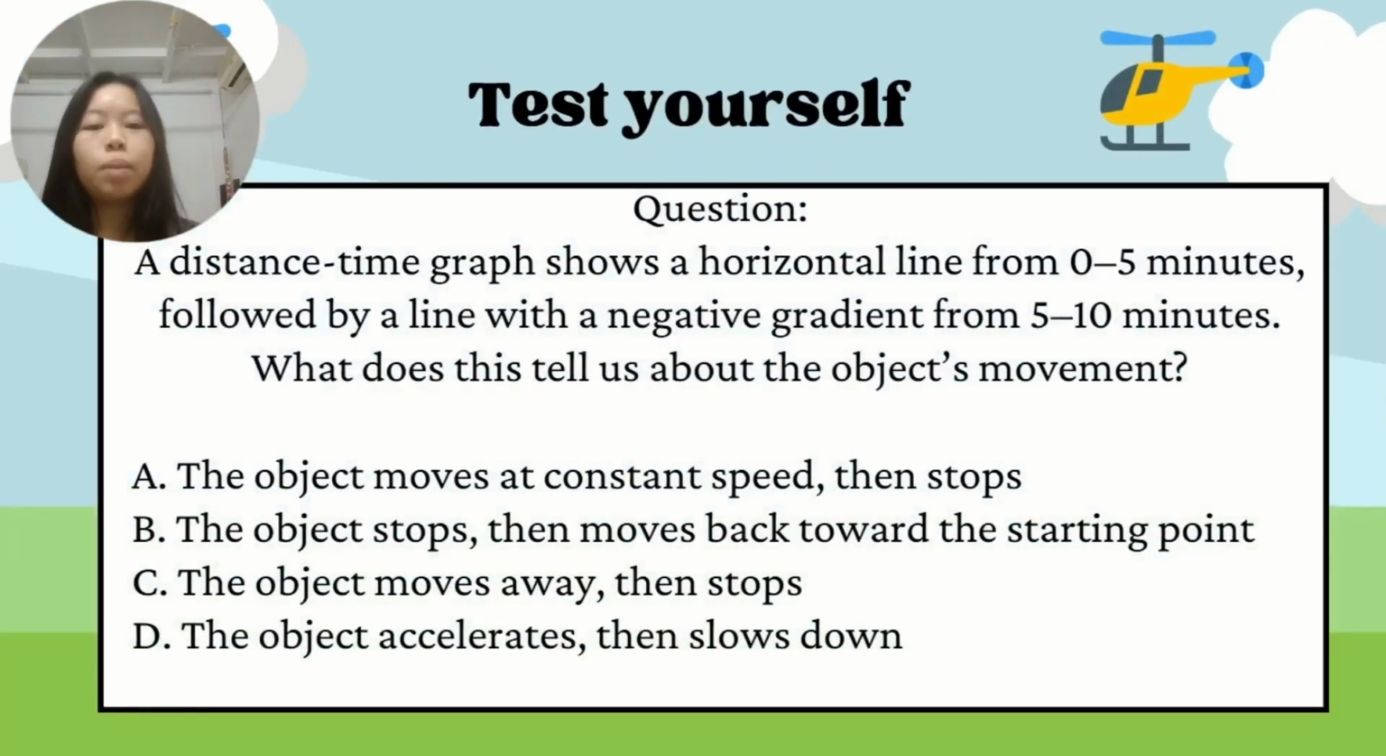Now, let's do a simple question. A distance time graph shows a horizontal line from 0 to 5 minutes, followed by a line with a negative gradient from 5 to 10 minutes. So, what does this tell us about the object's movement? Choose from A, B, C, and D.